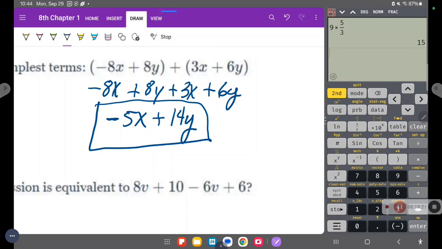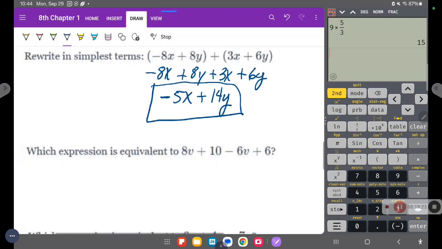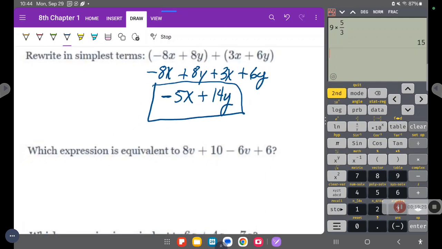Mr. West, do we use calculators on tests? Yep. Okay.